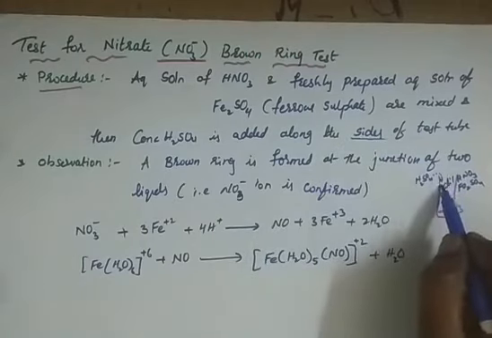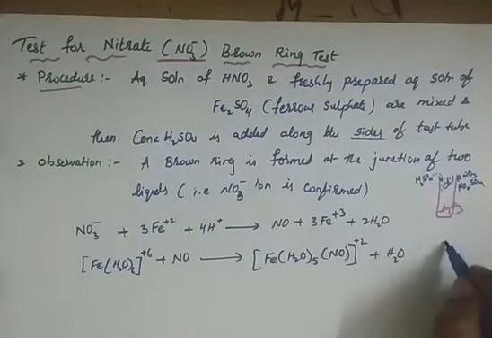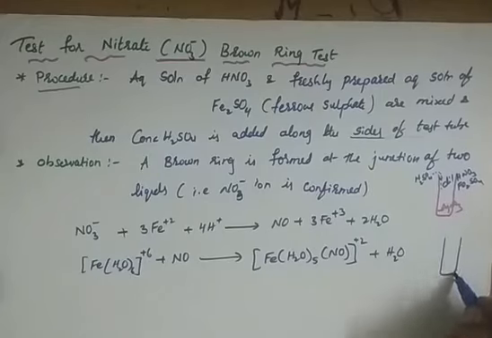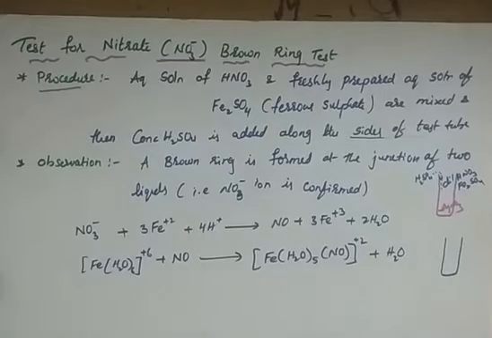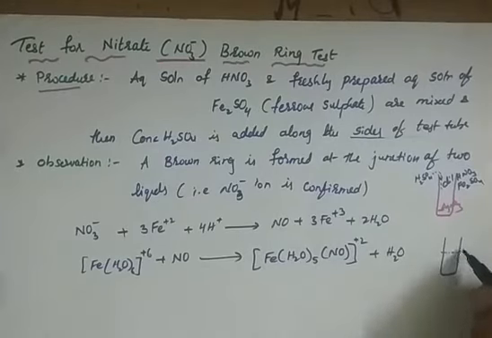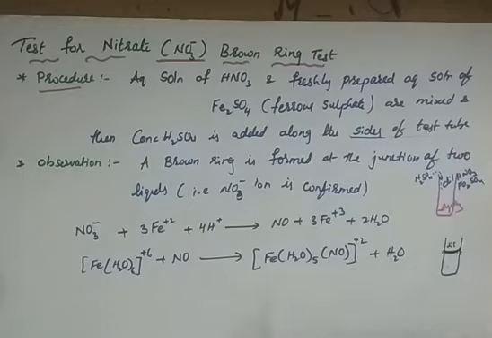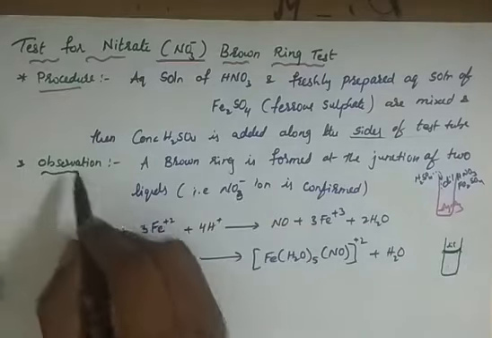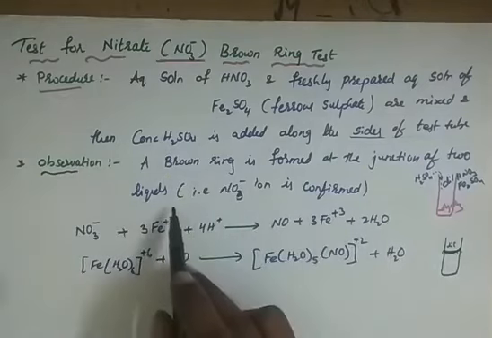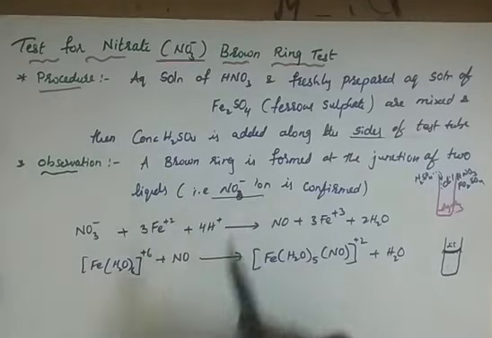If you add H2SO4, it will produce a brown ring at the junction of the two liquids. This is one liquid and this is the other liquid, and a brown colored ring is formed like this. Very nice, easy to identify. That's why this is called the brown ring test. The observation is a brown ring formed at the junction of the liquids, and this is the confirmation of NO3 minus, that is, the nitrate ion.